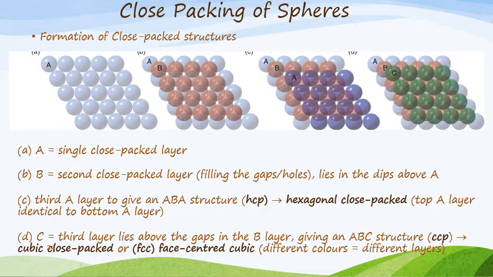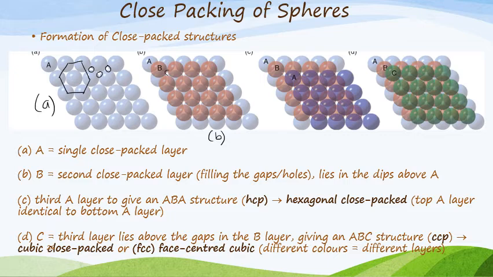All right, now how do these formations work? Okay, well, let's have a look. If we look first at diagram A, which is this one over here, we have a single close packed layer, and it's a single hexagonal close packed layer because, as you can see, here is the hexagon shape, so it's hexagonal close packing. All right, now we want to stack another layer on top. So what we do, can you see there are holes here? All right, we stack the next layer on top of those holes. So this is what will happen in diagram B over here. We have a second close packed layer where we fill the gaps in the holes, and these lie in the dips above layer A.